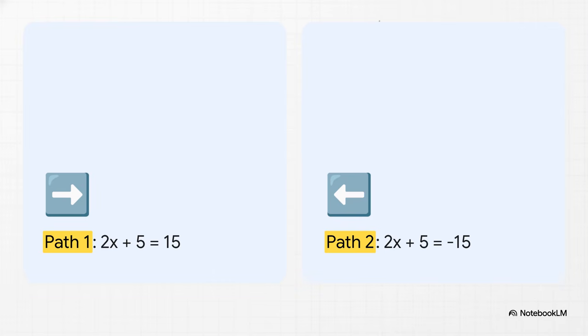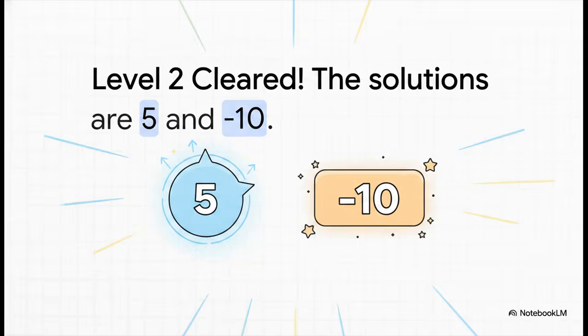If your isolated absolute value ever equals a negative number, like, say, -166, it is a trick question. Remember, absolute distance literally cannot be negative, so if you see that, there's no solution. But for our current problem, we just solve both paths.